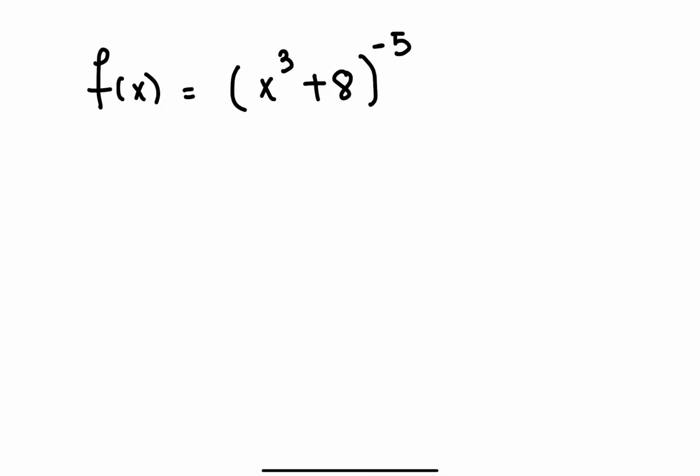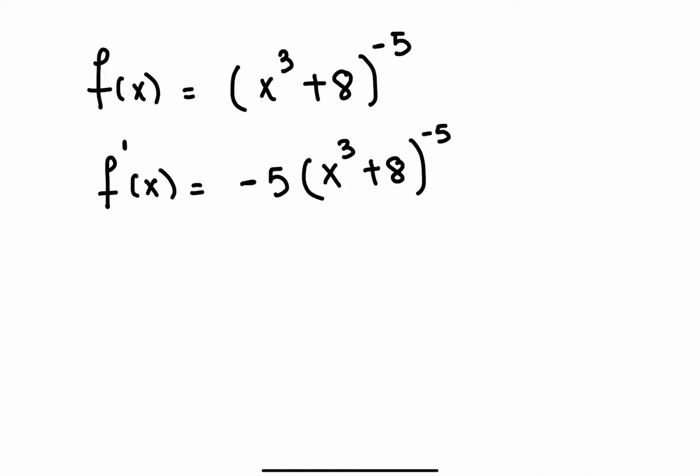How do I differentiate this? So f prime of x is equal to, you should know this formula, negative 5 times x cubed plus 8 to the power negative 5 minus 1. And now I'm not done yet, because this is a composition of function. I have to find the differentiation of x cubed plus 8. So times, I'm going to change into a different color so you can see, the differentiation of x cubed is 3x squared. Plus 8 is a 0, so I'm not going to write that down.